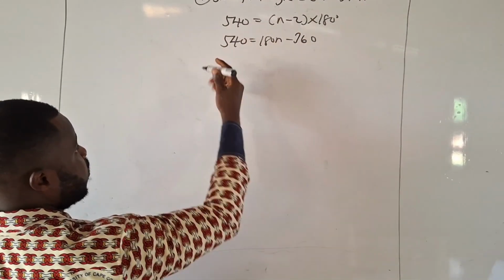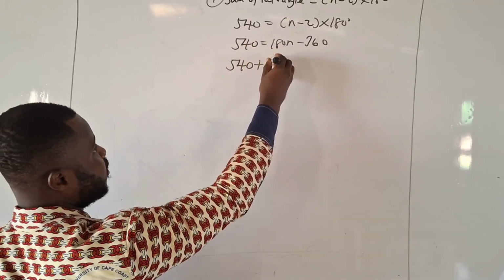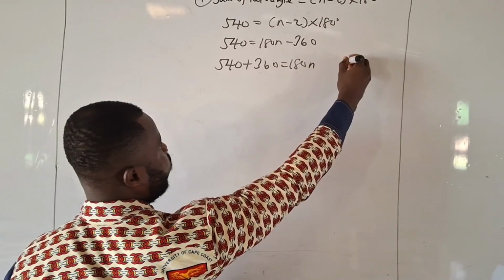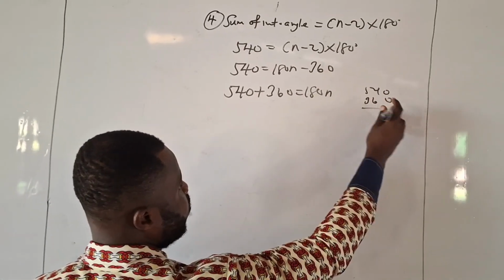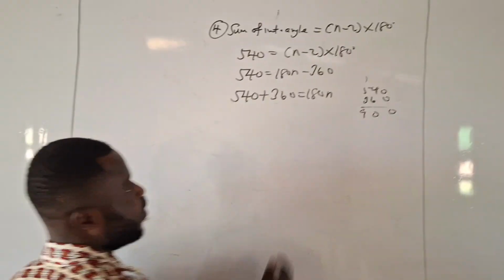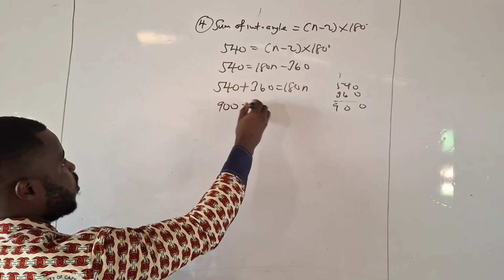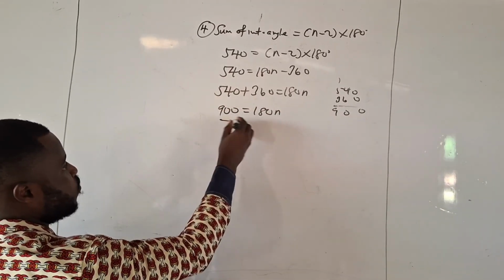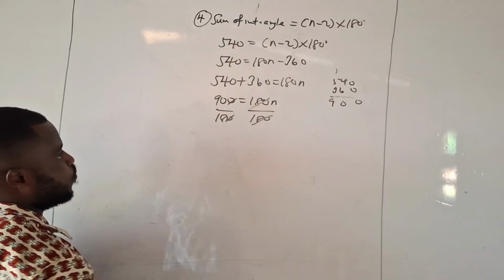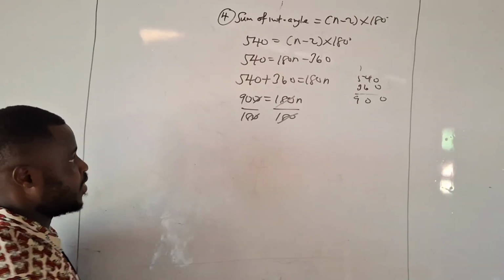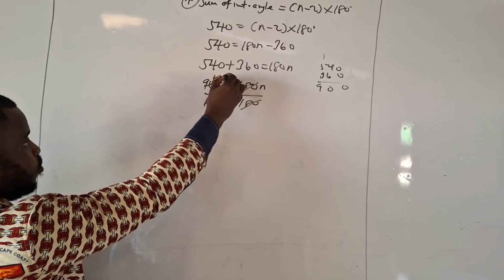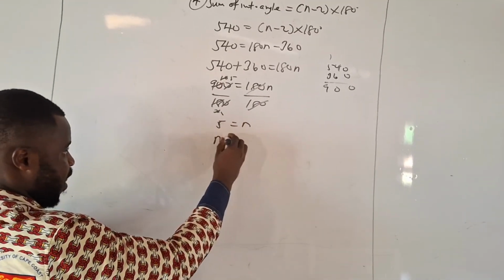So to solve for n, you can bring this here. 540 plus 360 will give us 180n. So 540 plus 360: 0 plus 0 is 0, 4 plus 6 is 10, write 0 remainder 1, 5 plus 3 plus 1 is 9. So that gives us 900. So 900 is equal to 180n. So we divide here by 180, here by 180. 180 cancels 180. Now 0 cancels 0. 9 divided by 9 is 1, 2 divided by 2 is 1, 5 divided by 5 is 1, n is equal to 5.